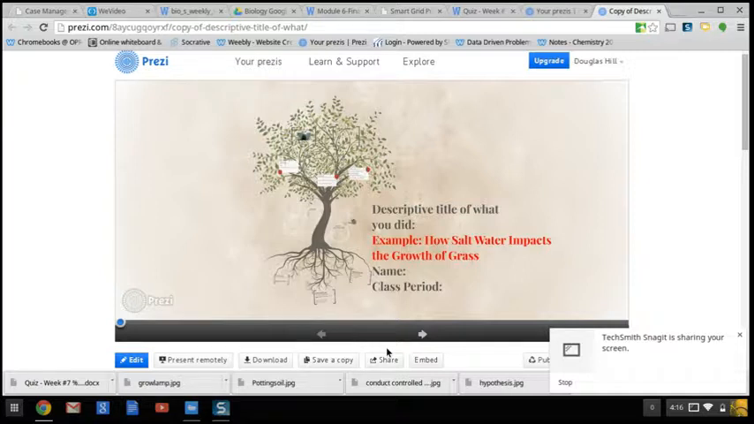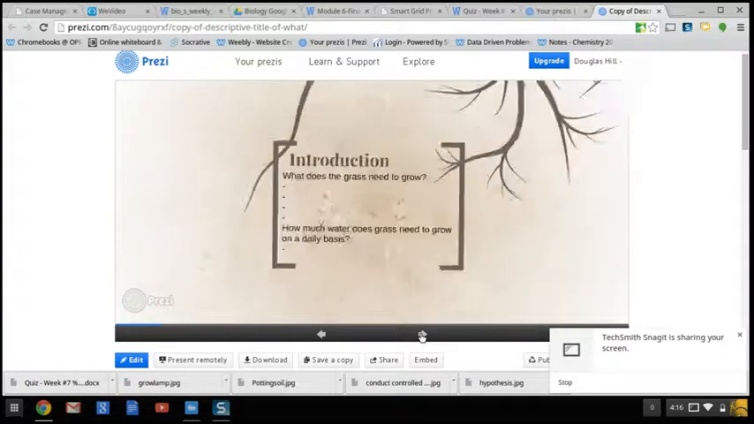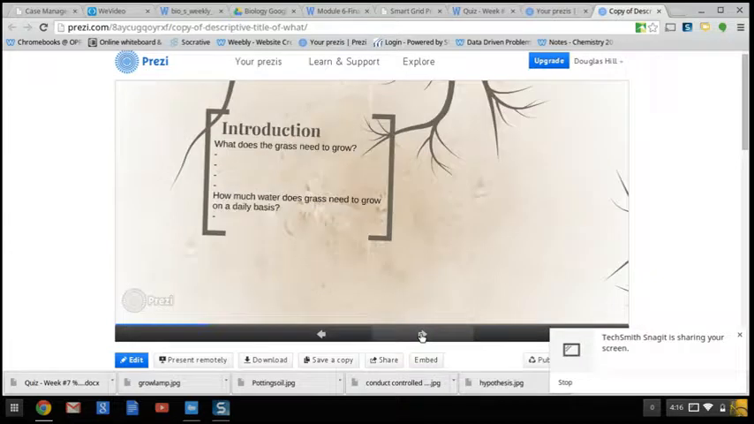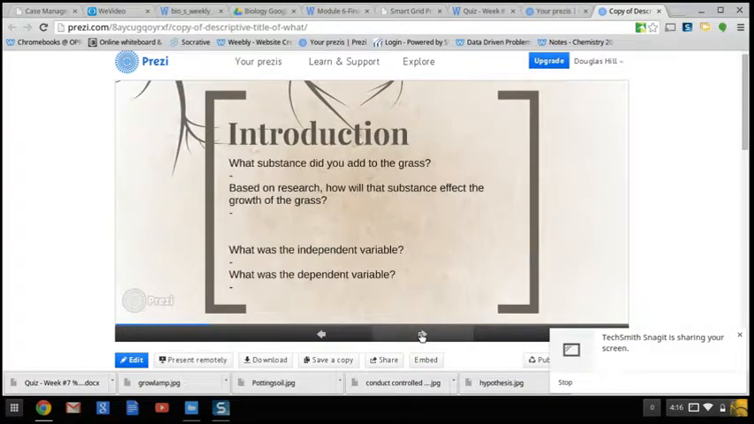So they figure out how to get this onto their Chromebook, and basically they take their written lab report and just fill it into the technology you see right here. They have the introduction, they've researched this stuff: what does grass need to grow, how much water does it need on a daily basis. Pretty simple, straightforward here, right? They're just taking a lab report and filling in what they have in front of them.